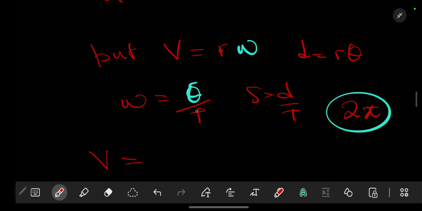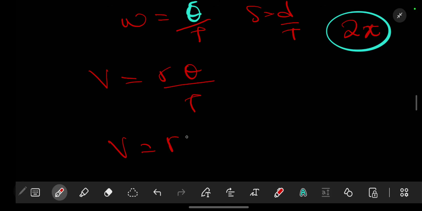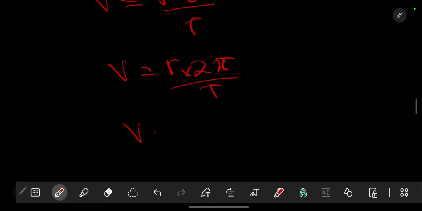So the velocity will be equal to r times w, and we know that w is the angular displacement over the period. Since it's a complete circle, the angular displacement will be 2 pi over the period. So the velocity is equal to 2 pi times r over the period.